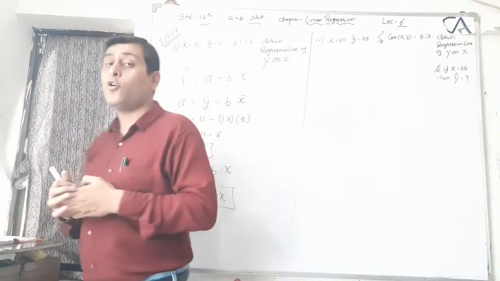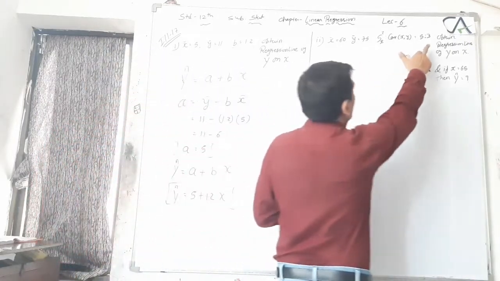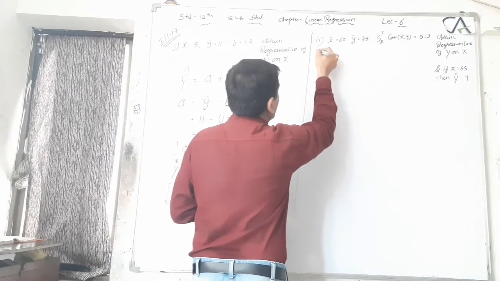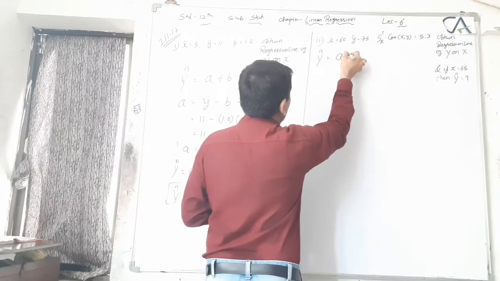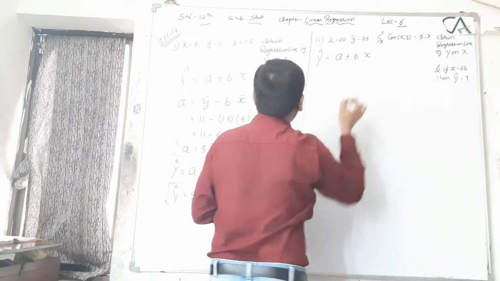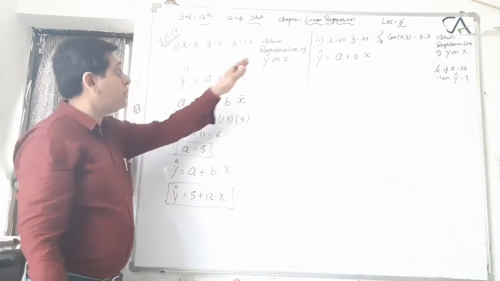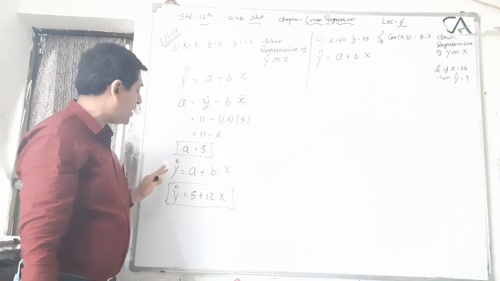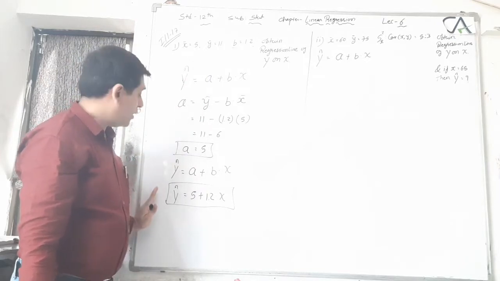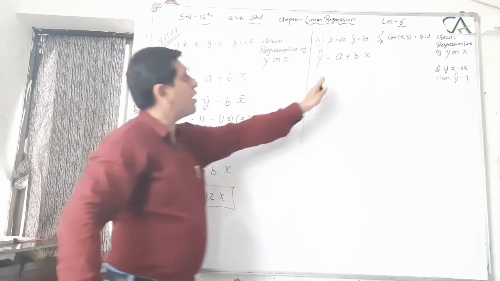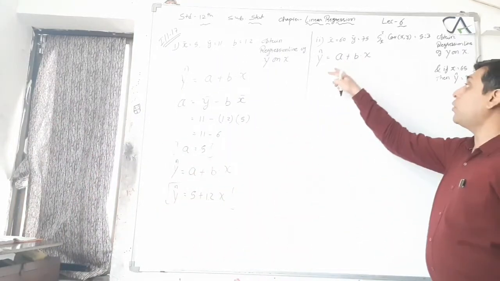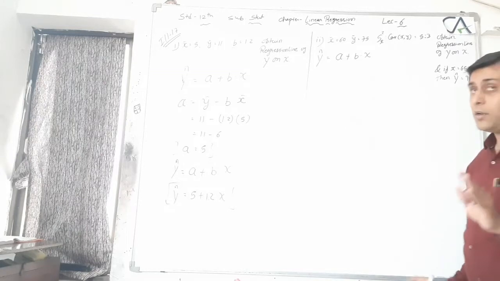What is the formula for b? First of all, what is the question? Obtain the regression line of y on x. That is y cap is equal to a plus bx. Here b is given, here b is not given. Here a is not given, and we find out the a's value and then put the value in the regression line. But here first of all we have to find out the b, then find out a, and then put the value in the regression line.